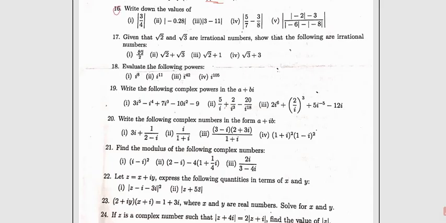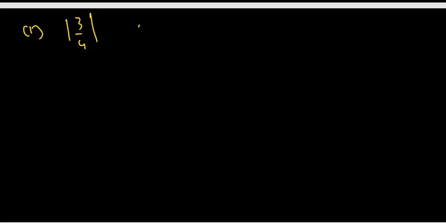Okay, so we can now proceed to question 16. Okay, let's see how we can solve. The question is write down the values of these. Okay, so the first question, we are finding the absolute value of this. The absolute value of this is just the same as this. You are done. There is nothing there to think or what.